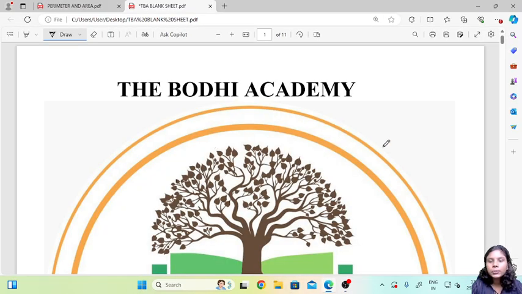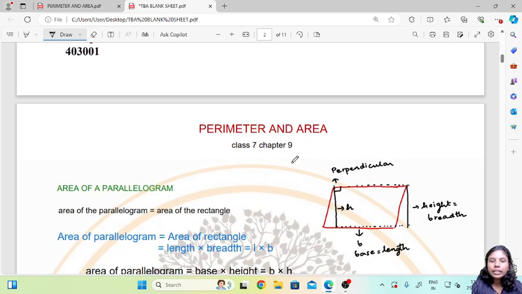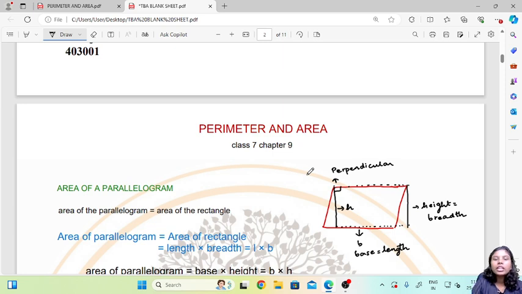My name is Amisha Kulaso, and in today's video we will start with a new chapter, Perimeter and Area of Class 7 Chapter 9. Now when we speak about perimeter and area, one of the major differences that we need to know is that when you say perimeter, we talk about the boundaries of any given shape. So when I say perimeter, it is going to be this outer area plus this and this. So just the outer area of it will tell us the perimeter.